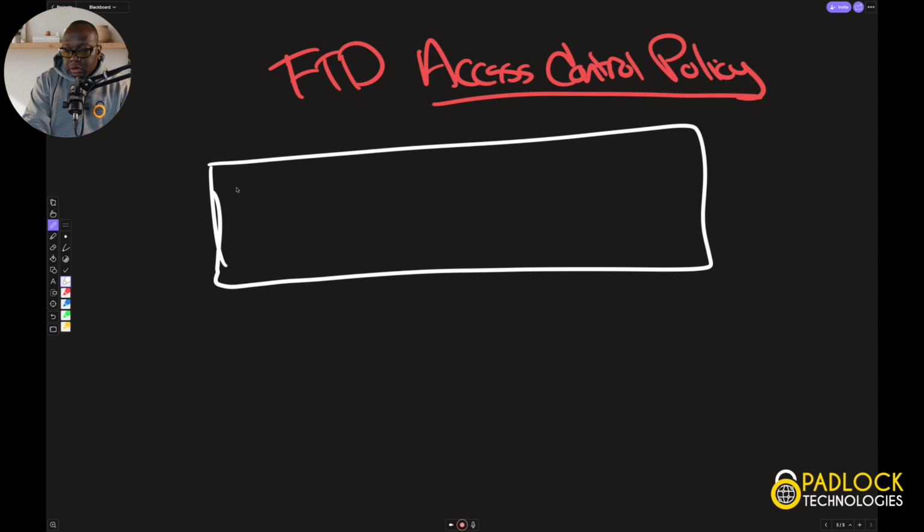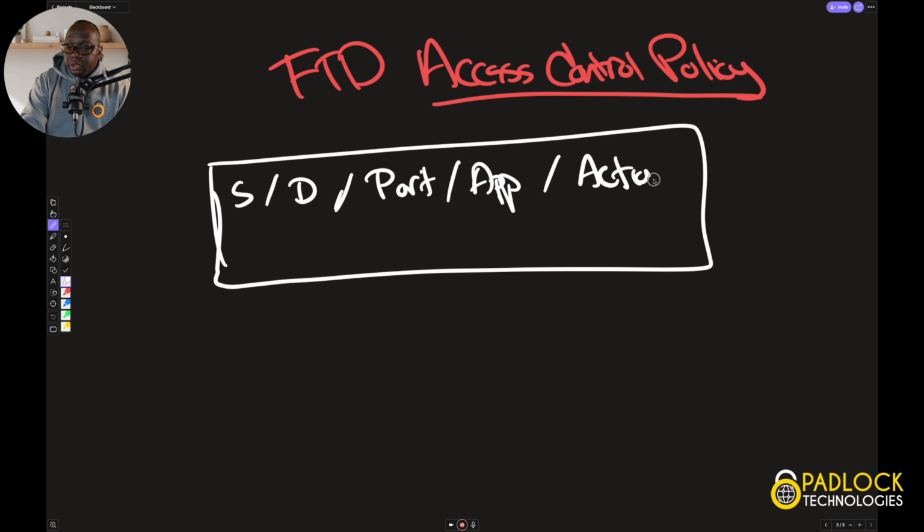So it's going to be source, destination, port, application, and then an action. Now, there's a whole bunch of stuff other than that, but that's generally what's going to be in your ACP, and these are called ACEs. So your ACP holds ACEs, or access control entries, right? Think of the ACP as a container that houses ACEs.